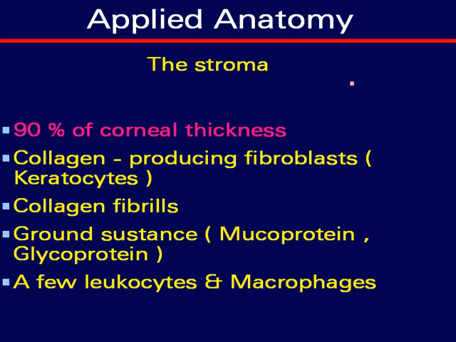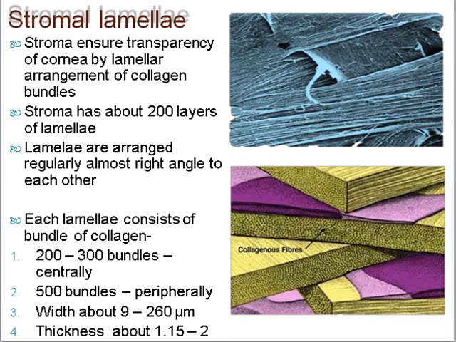The next layer is the stroma, which constitutes 90% of the corneal thickness and is made up of collagen-producing fibroblasts, collagen fibrils, ground substance, and cells from the immune system, that is, leukocytes and macrophages. Now, there is a special arrangement of the lamellae of the collagen fibers in the stroma, and this, as I said earlier, is responsible for the transparency of the cornea.